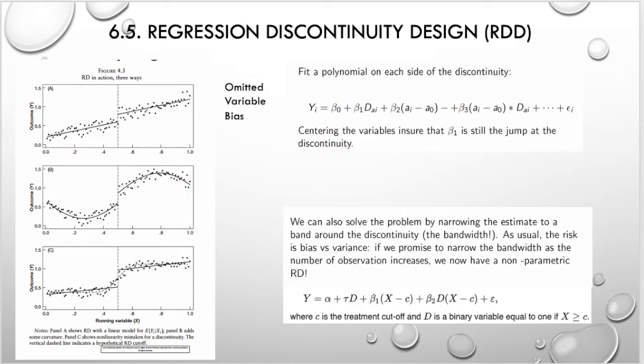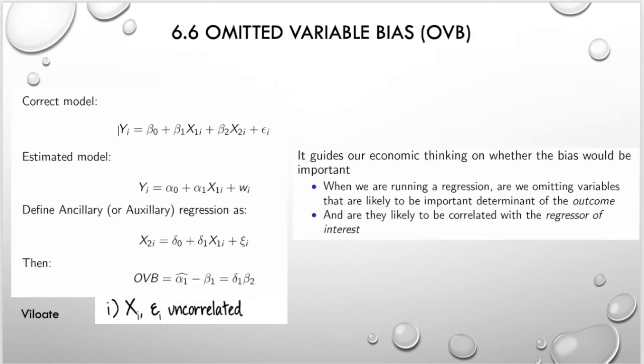The two most common approaches to estimation using a regression discontinuity design are non-parametric and parametric. The omitted variable bias exists if the omitted variable is a determinant of the dependent variable and is correlated with an independent variable specified in the regression.